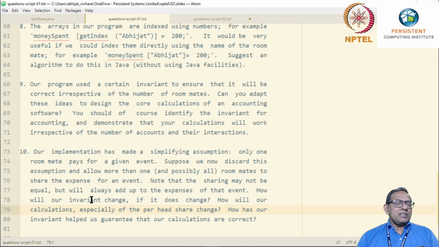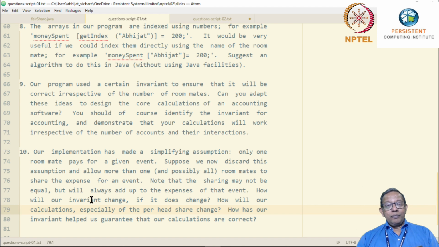This exercise just asks you to suggest an algorithm in Java for how this could be done. Of course, if Java has any facilities, then you may not use them. You have to write the algorithm independent of the Java approach.